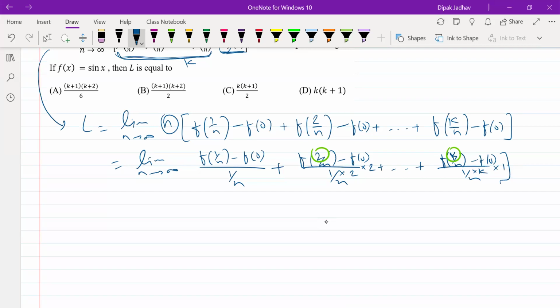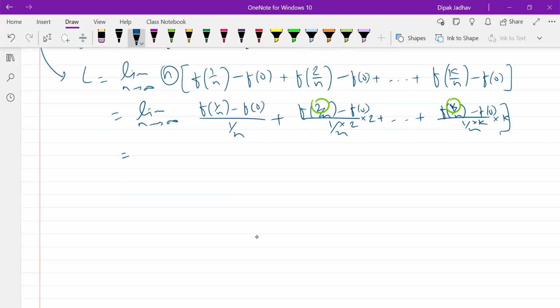And then you apply the limit. So what you will get as limit n tends to infinity, limit of each term: f dash of 1 by n. So it is f dash of 1 by n. The second will be 2 times f dash of 2 by n, plus and so on.